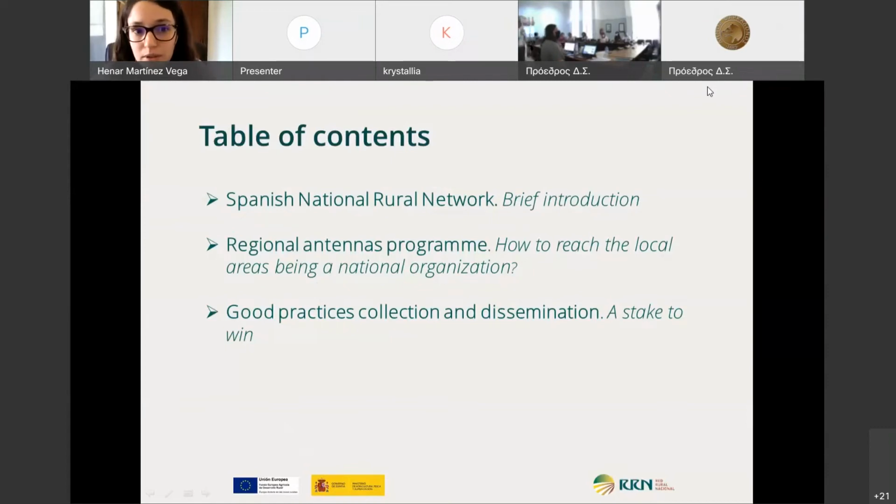So, these are the contents I will talk about. First of all, I will explain what is the Spanish National Rural Network. Secondly, I will talk about the Regional Antennas Programme, because for us it's a tool for approaching the rural areas. And finally, I will talk about the good practices collection and dissemination.